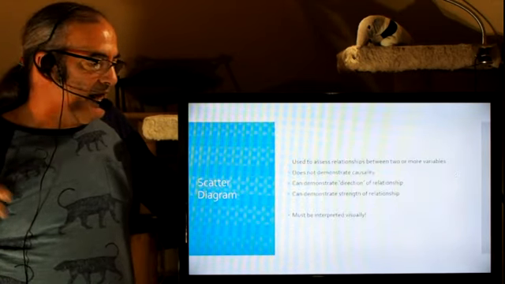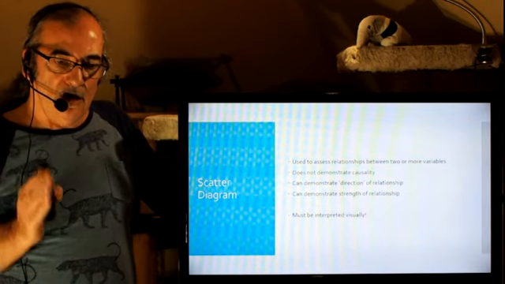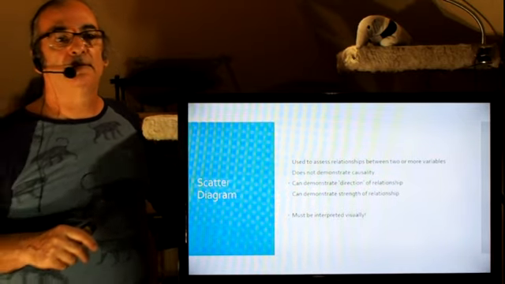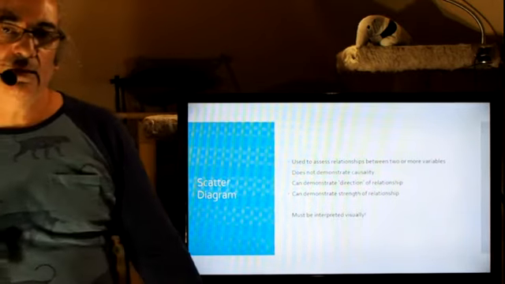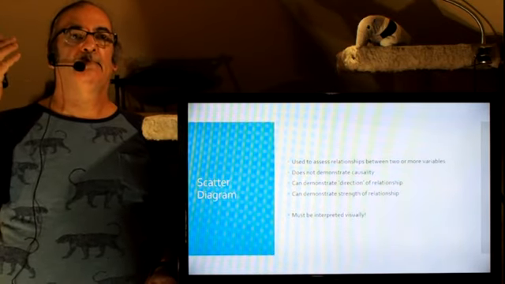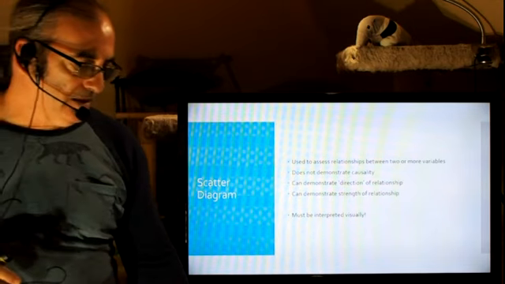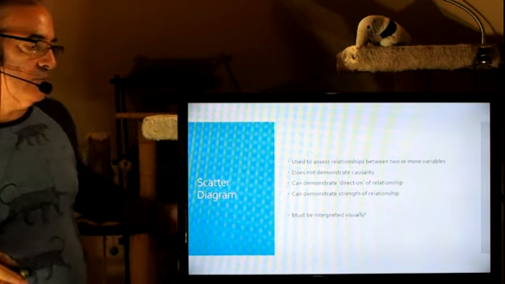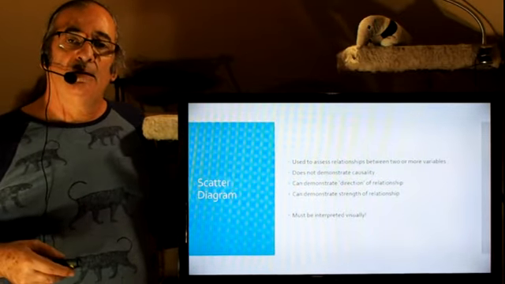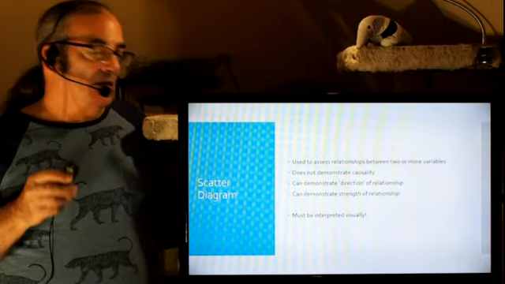Now, let's talk about scatter diagrams very briefly. What we're talking about here is assessing the relationship between 2 variables. Right? And there's a lot of different ways to operationalize variables and look at variables, but ultimately, if we need to know there's a relationship, we're going to, in fact, use a scatter diagram.